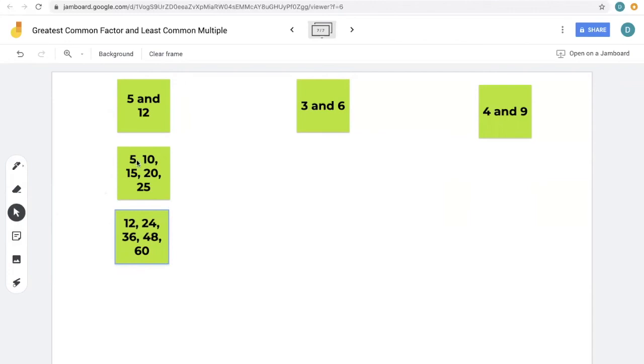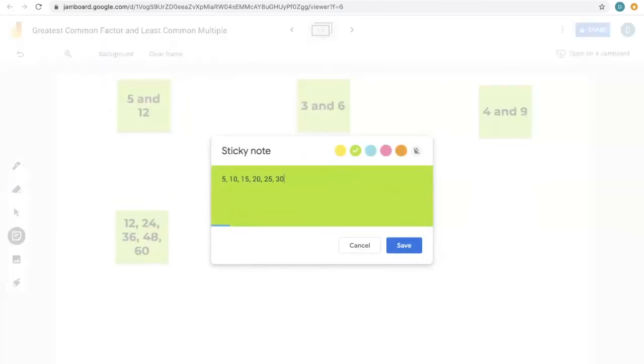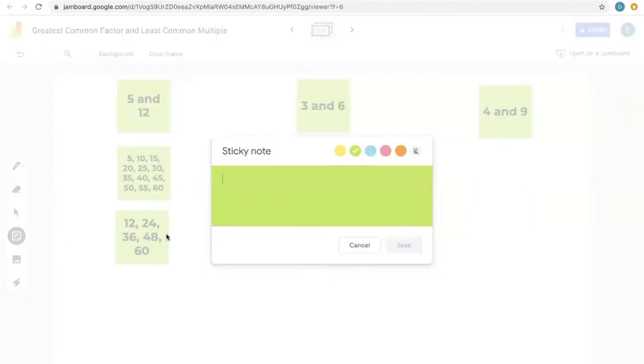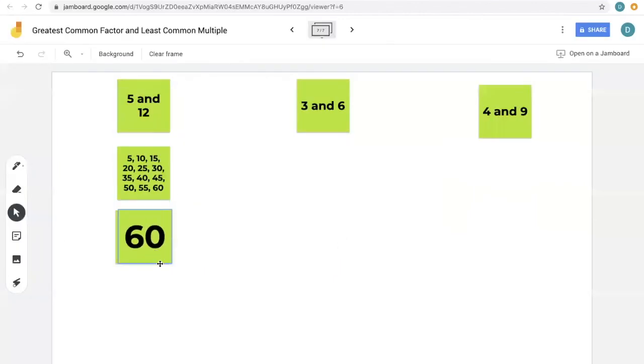So we notice we have all of these multiples and none of them are the same. So that means we need to add some more to 5 here. So let's see, we have 30, that's not it. 35, no. 40, no. 45, no. 50, no. 55, no. 60, hey, there it is, 60. So 60 is our least common multiple of 5 and 12.